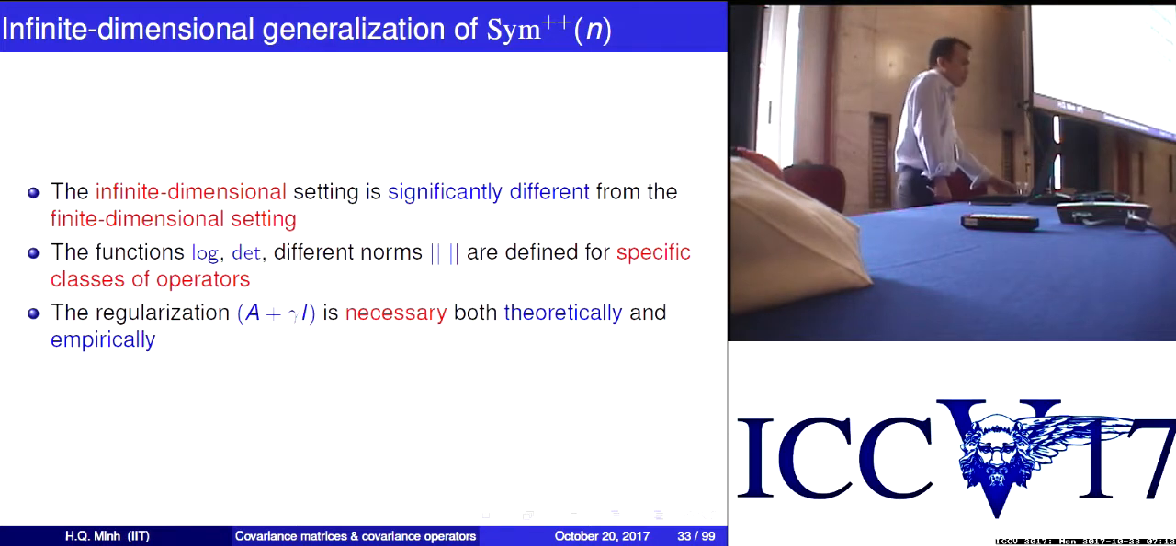One crucial point is that we always need to use this regularization A plus gamma I. We talked about this, called diagonal loading, before. In the finite dimensional setting, this is necessary from an empirical viewpoint because the empirical covariance matrix CX is not guaranteed to be positive definite, so we have to add CX plus gamma I. But in the infinite dimensional setting, we always have to do this regularization A plus gamma I, even if A has all positive eigenvalues. So it's necessary both theoretically and empirically.